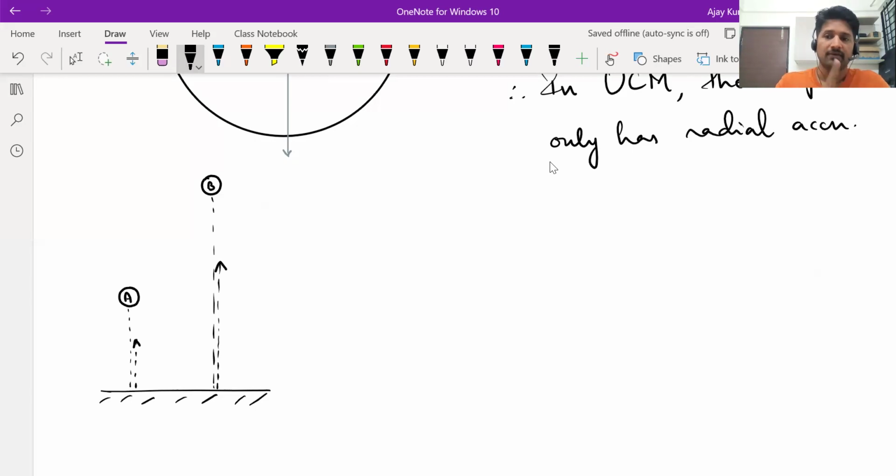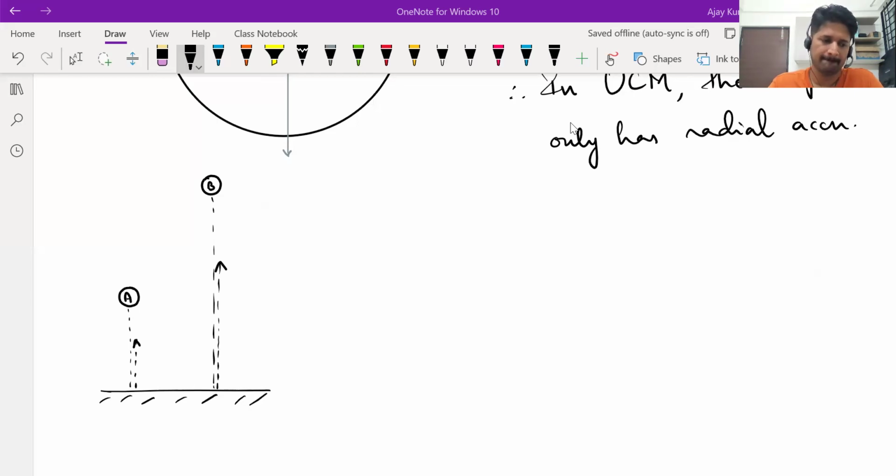Now you tell me, in which case will there be a greater amount of force on the floor? Because the floor is what is changing their direction, right? In which case will there be a greater amount of force on the floor? B, sir. Second case, why? It's the same ball. Why should it experience more force in the second case?